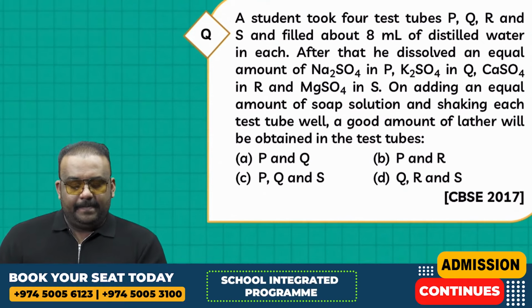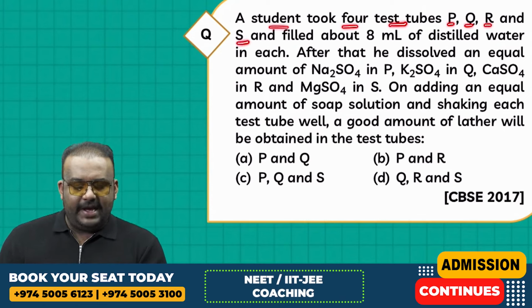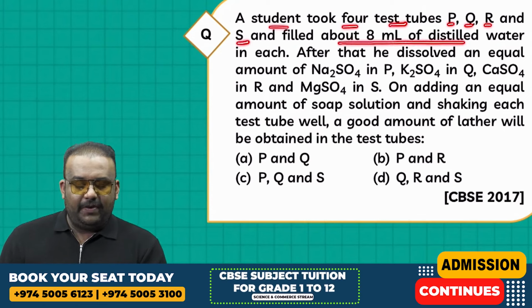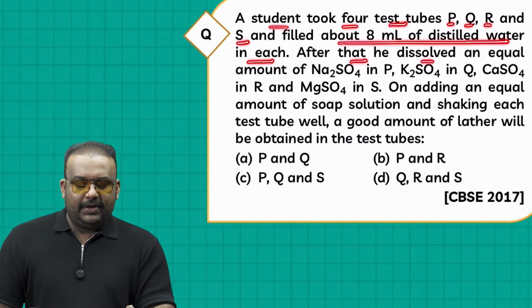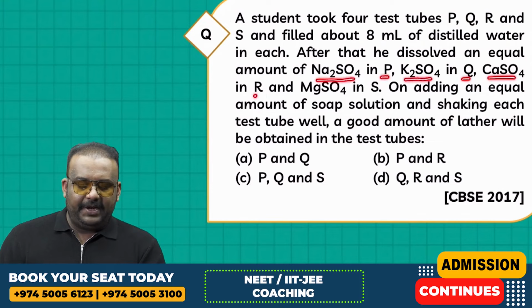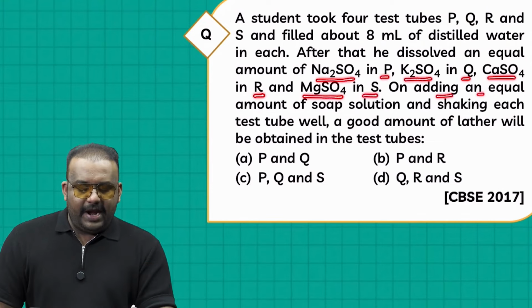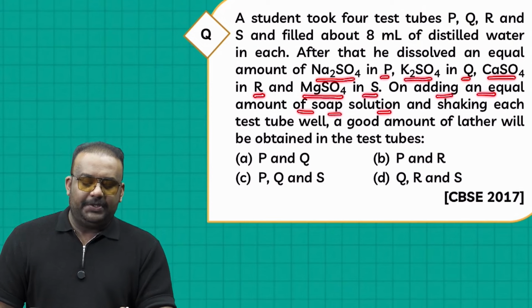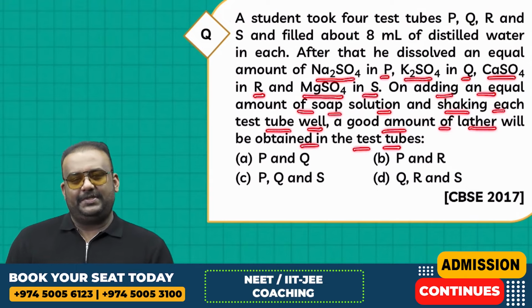The question is, a student took 4 test tubes, P, Q, R, and S, and filled about 8 ml of distilled water in each. After that, he dissolved an equal amount of sodium sulfate in P, potassium sulfate in Q, calcium sulfate in R, magnesium sulfate in S. On adding an equal amount of soap solution and shaking each test tube well, a good amount of lather will be obtained in the test tubes.